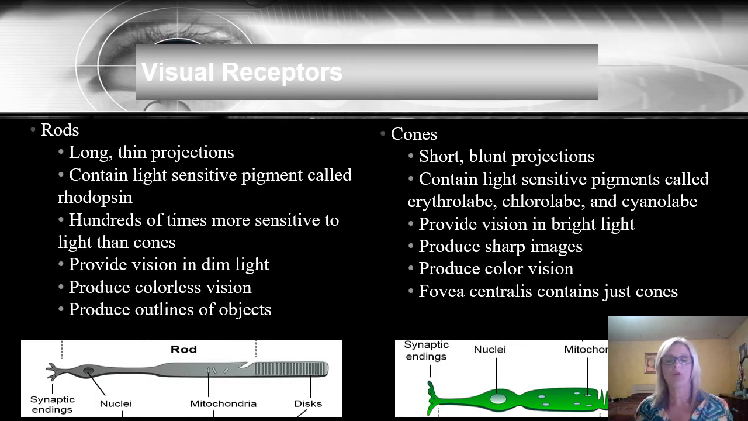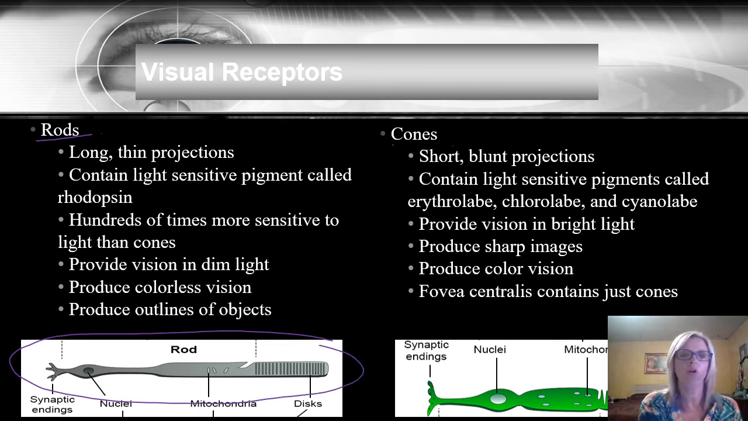So we've got the 2 different types of photoreceptors here. We've got rods and we have cones. As you can see here, rods are longer and more thin type projections. These are going to be a little bit shorter here for cones. Rods contain rhodopsin, which is a light sensitive pigment. Cones have several. We have 3 of them here: cyanolabe, chlorolabe, erythrolabe. Those are pigments as well.